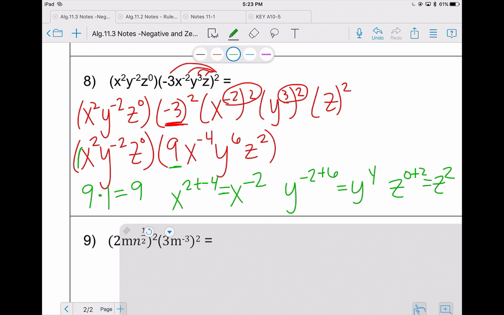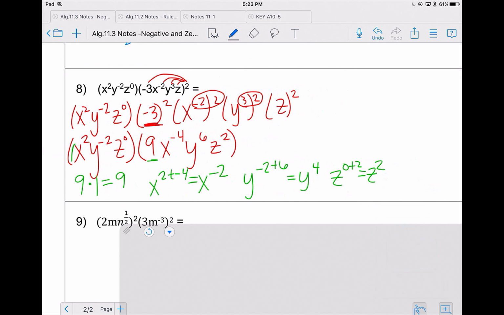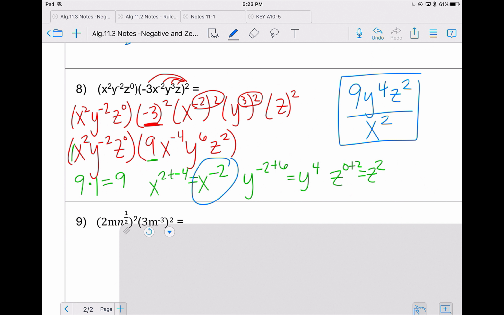Now again, you could go ahead and mark out that z to the 0 from the very beginning. Z is still part of my answer, so it doesn't make a huge difference. The only negative exponent I have is x to the negative 2, so that's going to go on the bottom because it's not happy being on the top. Everything else gets to stay where it is. Y to the 4th, z squared stay on top, 9 stays on the top, x squared is the only one that goes down.